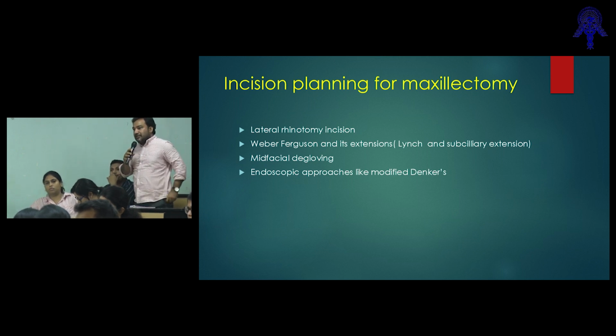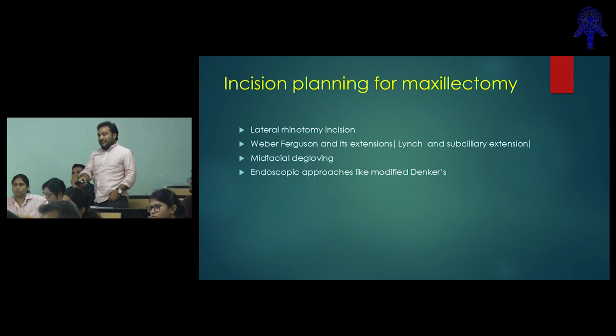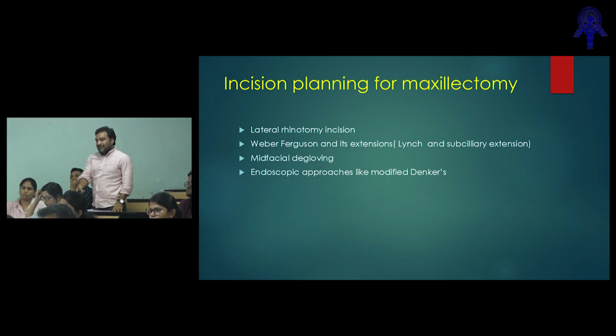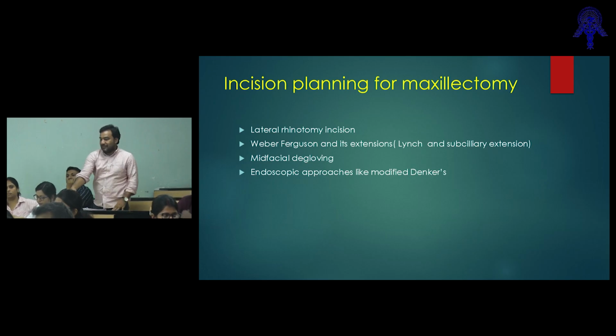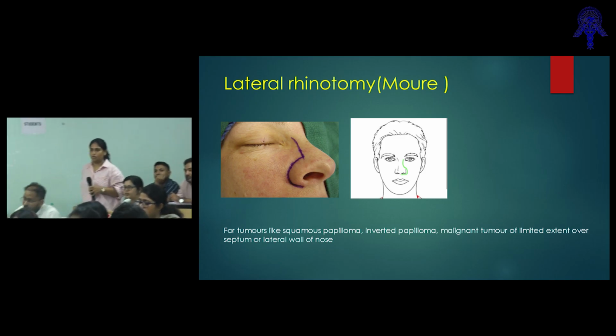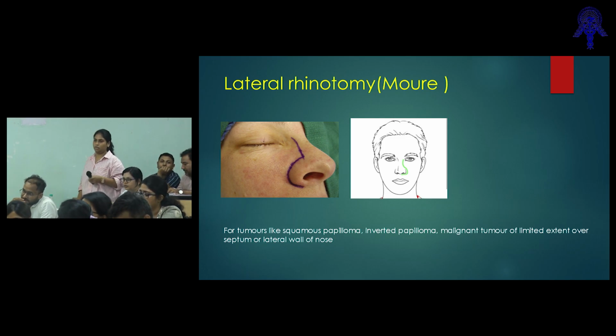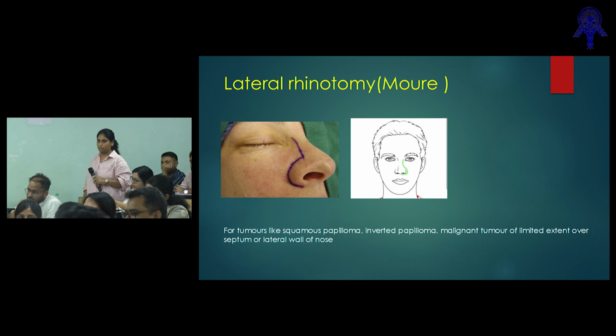Sir, open approach. Sir, face or Denker's? No, we have discussed the endoscopic approach. I am talking about the open approach. If you had to open it, what approach will you go for? Lateral rhinotomy. Exactly. So, it will be the lateral rhinotomy approach. And the incision used for the lateral rhinotomy is the classical Moore's incision, through which we usually do the lateral rhinotomy, and the rest is medial maxillectomy.